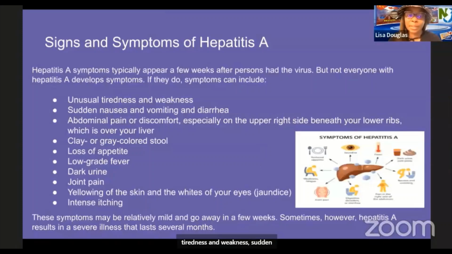Unusual tiredness and weakness, sudden nausea and vomiting and diarrhea, abdominal pain or discomfort, especially in the upper right side beneath your lower ribs, which is over your liver, clay or gray colored stool, loss of appetite, low-grade fevers, dark urine, joint pains, yellowing of the skin and the whites of your eyes, which is called jaundice, and intense itching consistently. These symptoms may be relatively mild or go away in a few weeks. Sometimes, however, hepatitis A results in severe illness that lasts, again, for several months.